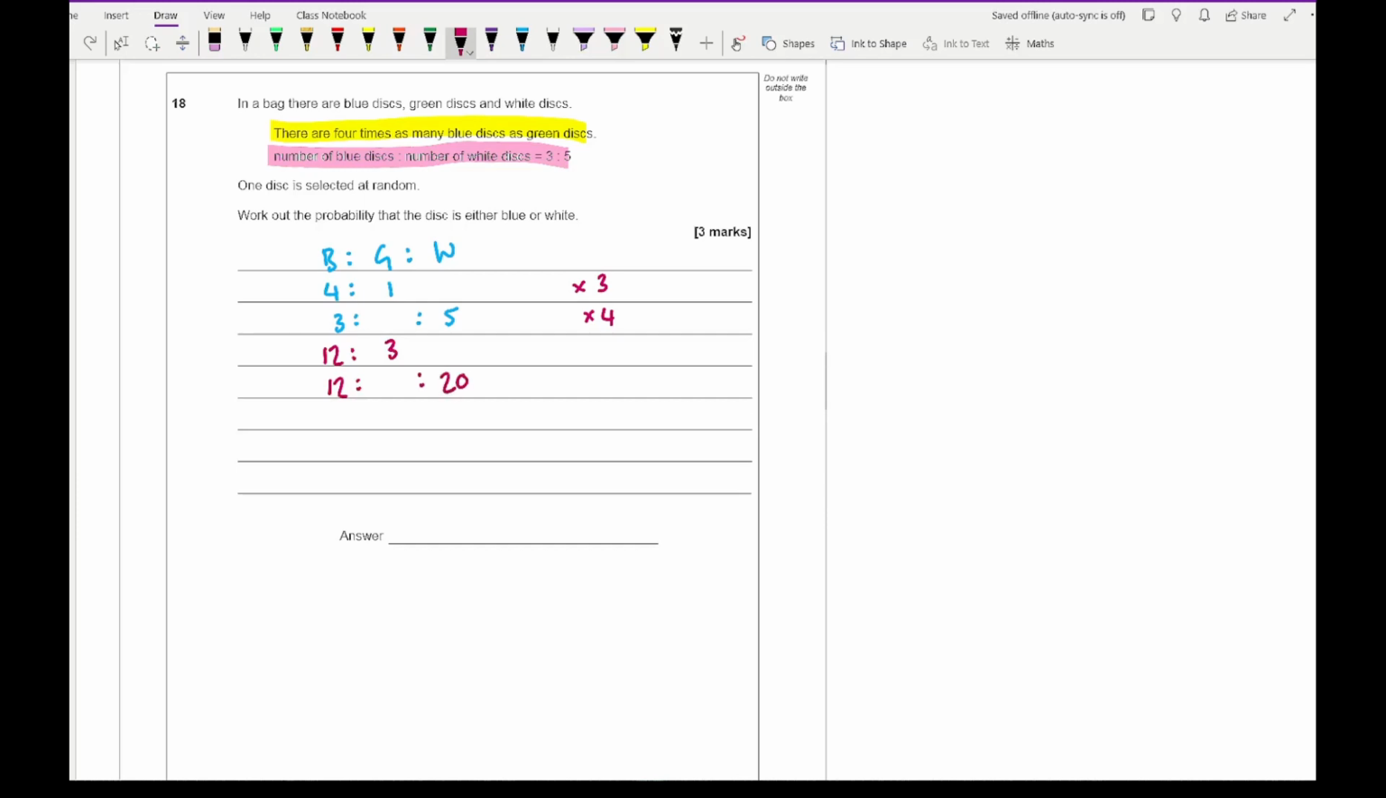Now as you can see, I can then move that 3 down, so this now becomes the total frequencies in terms of the total ratios. So now I've got a total of 35 parts, and of those parts, how many are blue and white? Well, blue and white is going to be 32 out of 35, and that can't be simplified, so there is my final answer.